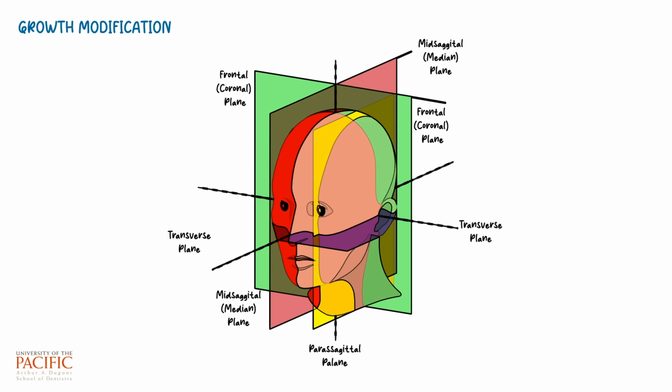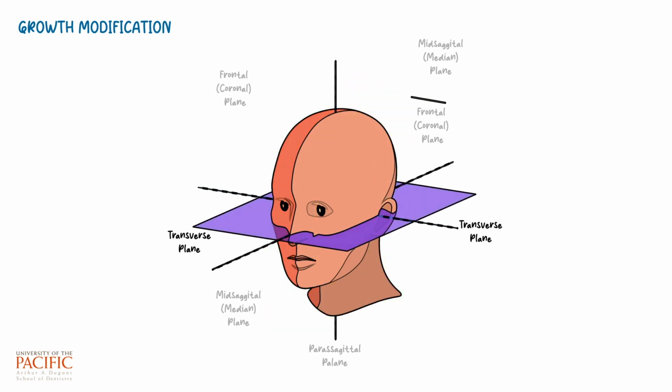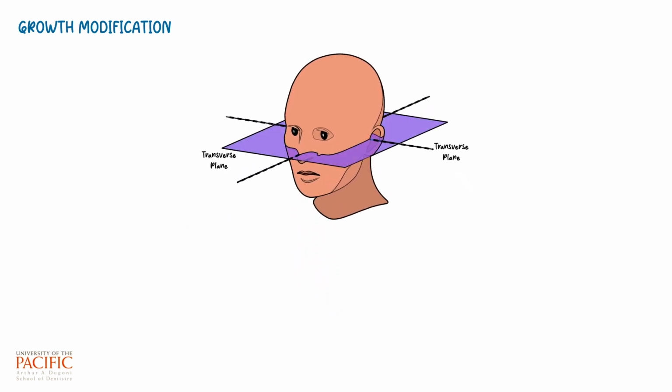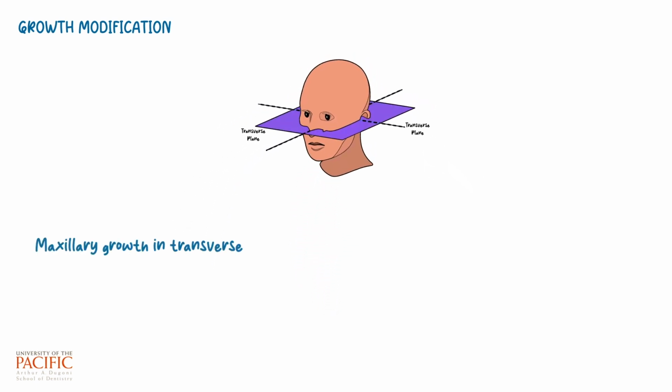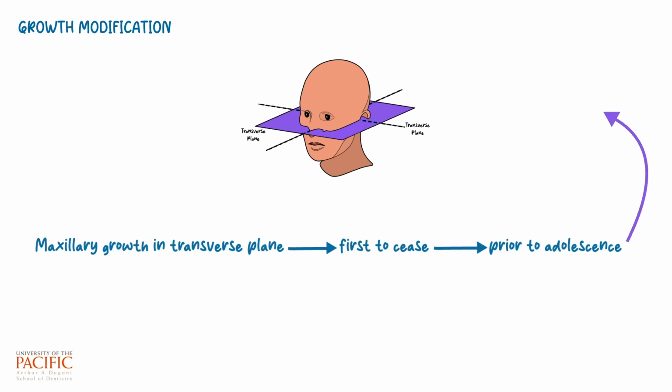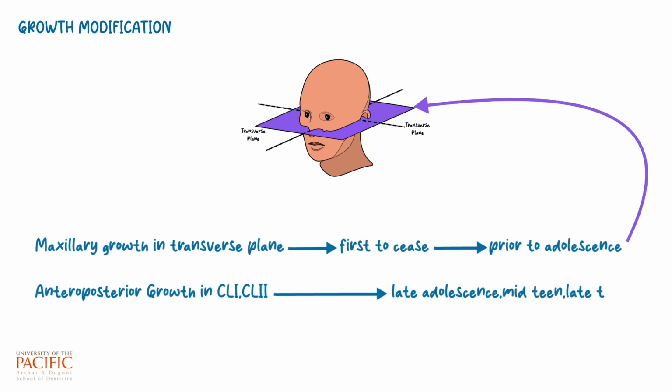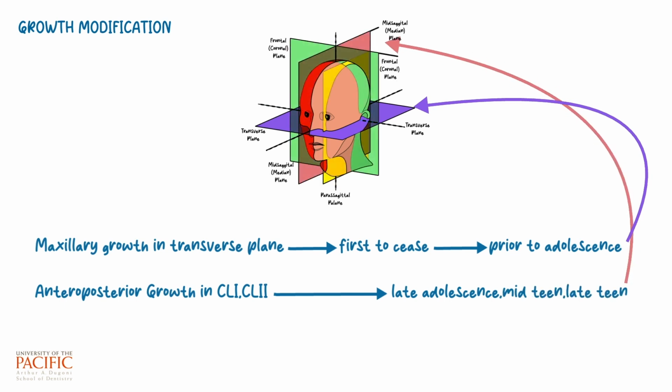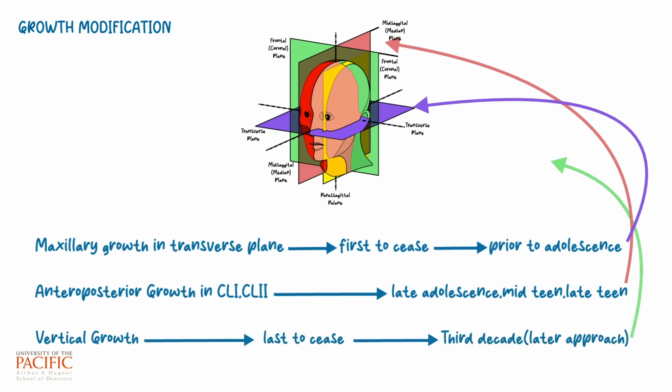In the transverse plane, the growth of the maxilla is the first to stop, and this occurs before adolescence. The anterior-posterior growth of the craniofacial complex in Class III and Class II malocclusion typically occurs during late adolescence, the mid-teen years. This is the time when significant changes can be observed. On the other hand, vertical growth, which refers to lengthening of the face, is the last to cease. It continues until the third decade of life, which is a later stage of development.